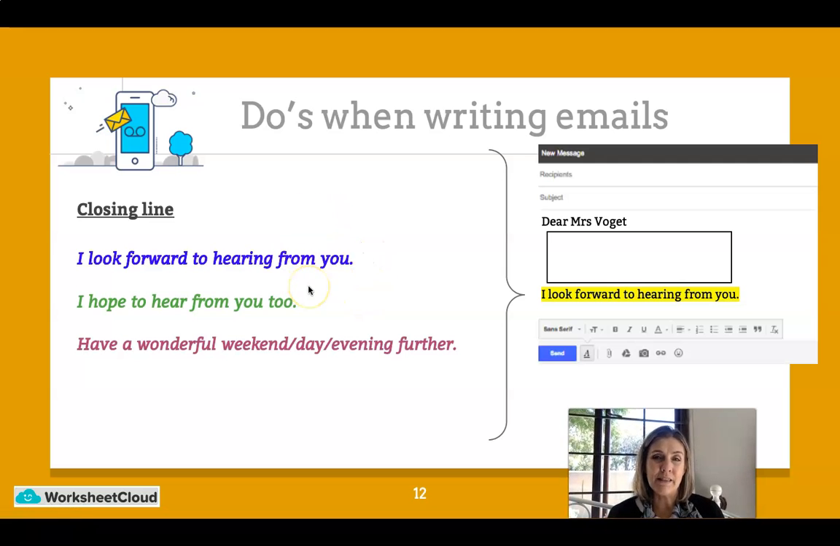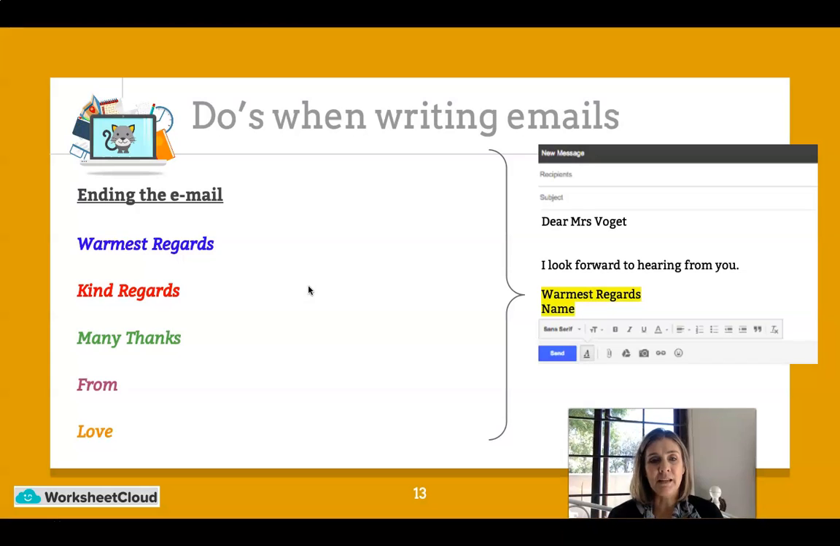When you're writing to somebody in a formal email, which is what we're talking about today, really think about how you're ending off your emails. And then ending the email right at the end, you can say warm regards, warmest regards, kind regards, many thanks, from, or love. Obviously, when you're using love, you know the person quite well. And from is also informal, but when you're sending a formal email, make sure you're using things like warmest regards, kind regards, many thanks.